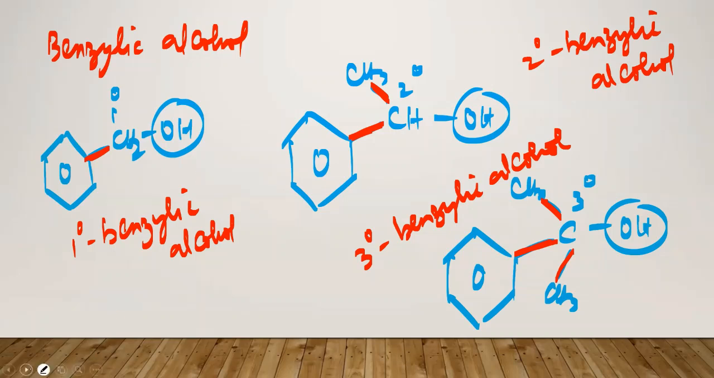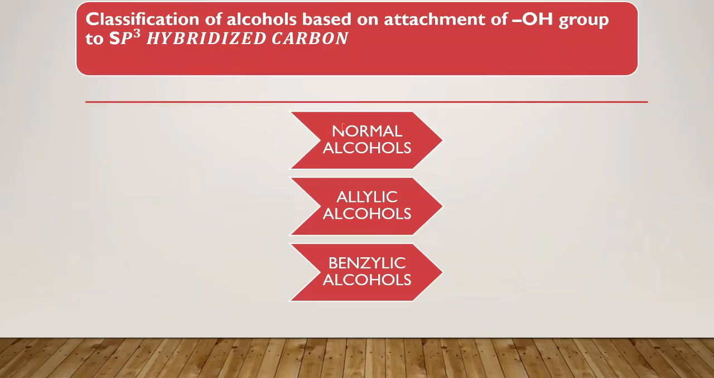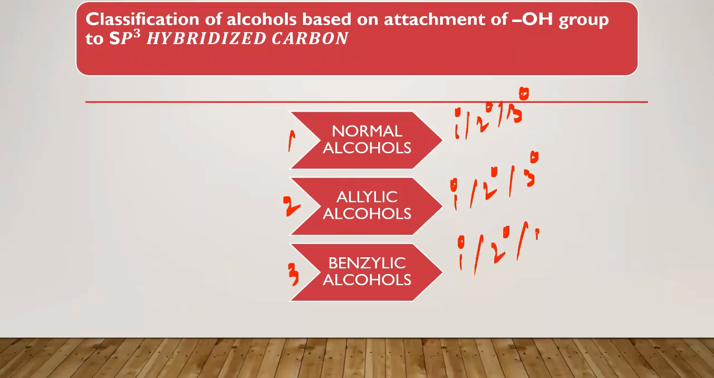So dear friends, if we go back to our slide, you will find out we have classified the alcohols, based on the attachment of OH group with sp3 hybridized carbon into 3 types: normal alcohol, allylic alcohol and benzylic alcohol. And further we have classified them into primary, secondary and tertiary. Here also primary allylic alcohol, secondary allylic alcohol, tertiary allylic alcohol. Here primary benzylic alcohol, secondary benzylic alcohol and tertiary benzylic alcohol, my dear friends. I hope you have understood this thing as well.